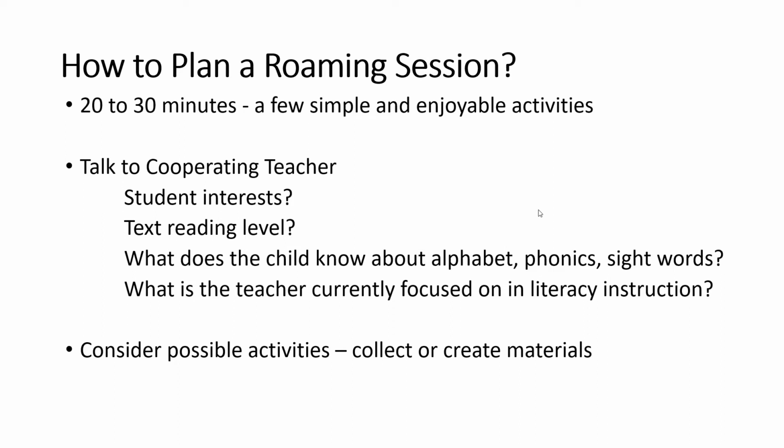You want to try to know something about that kiddo so that you can use that information in creating those first roaming sessions. So ask the teacher what they know about the student's interests. Ask them what their text reading level is. If you know that the child's text reading level is G, then you might want to find some level E and F books so that you'll know they'll be simple and accessible. What does the child know about things like alphabet, phonics, sight words, concepts about print?